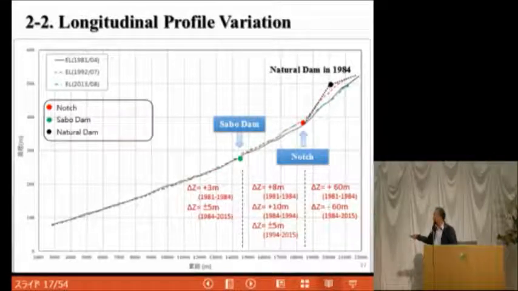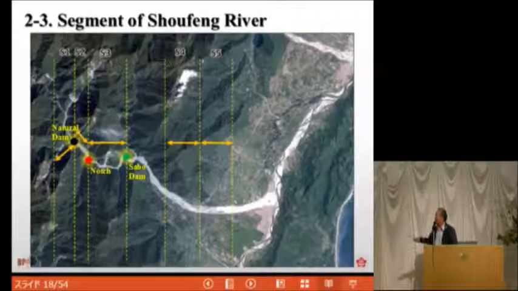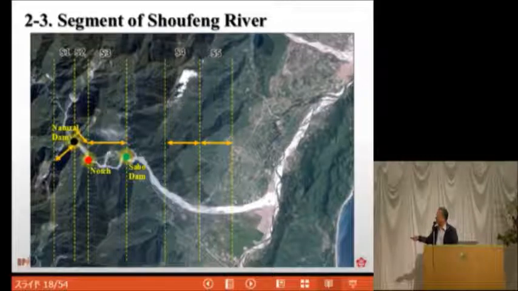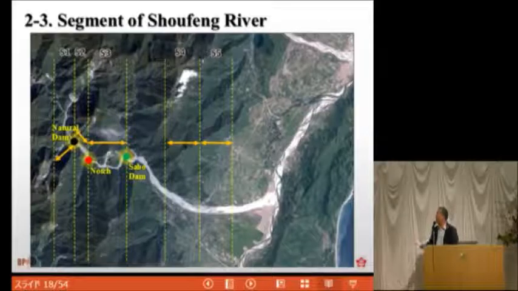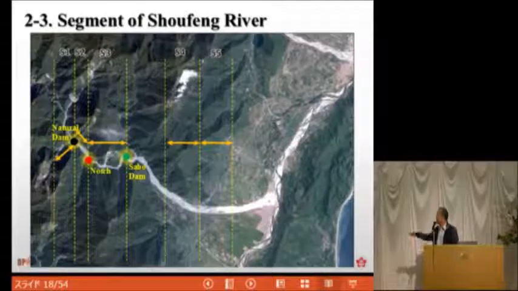So you can find very interesting things. That means the natural notch has a sediment control function very similar to a Sabo dam. It can control the sediment here. And this is its photo. And the landslide occurs here, and the natural dam occurs here, and the red point is a notch, and here is a Sabo dam.